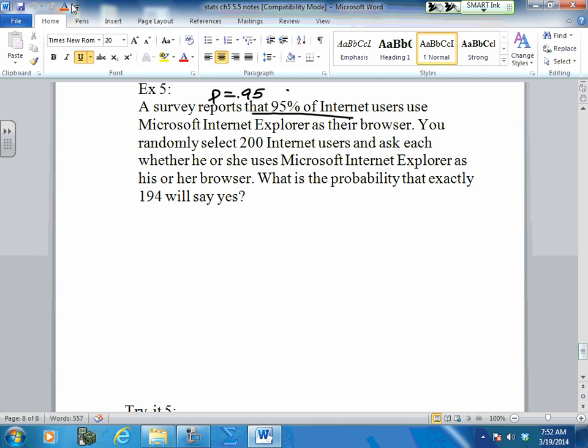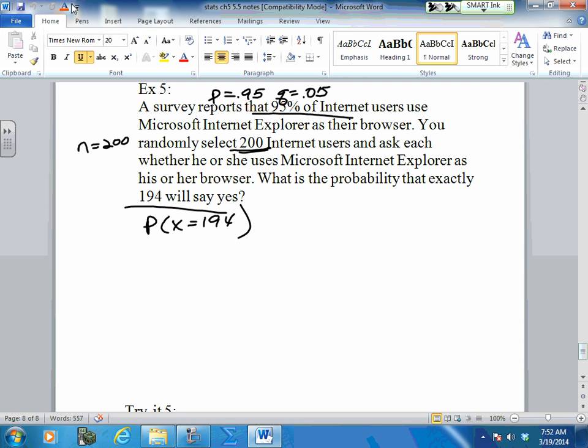What's Q? 0.05. Good. You randomly select 200 users. That's your N. And you ask them whether or not he or she uses Microsoft Internet Explorer as their browser. What is the probability that exactly 194 say yes? Probability that it's exactly 194.